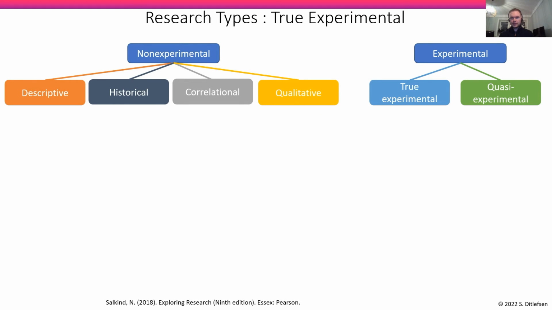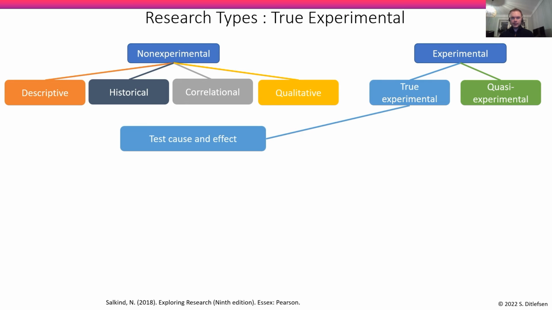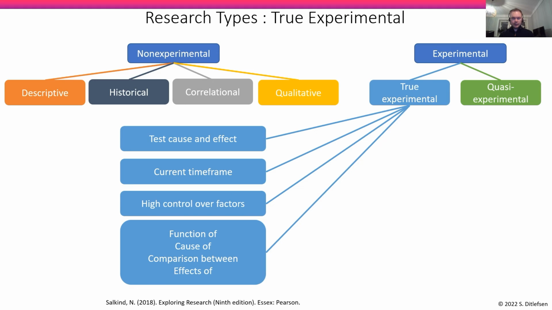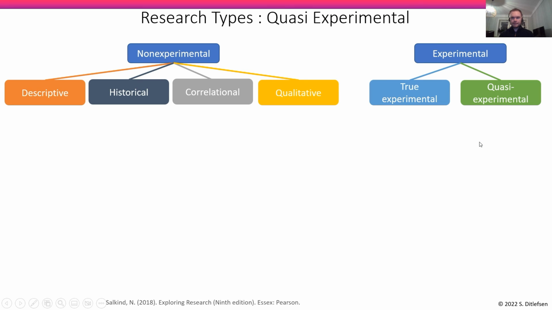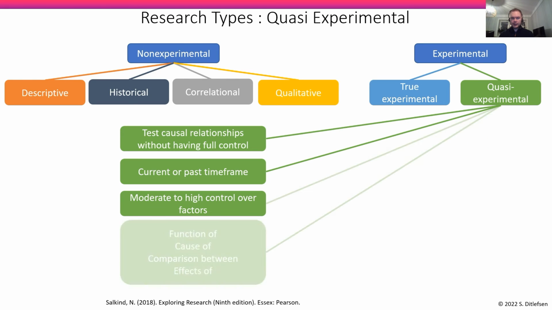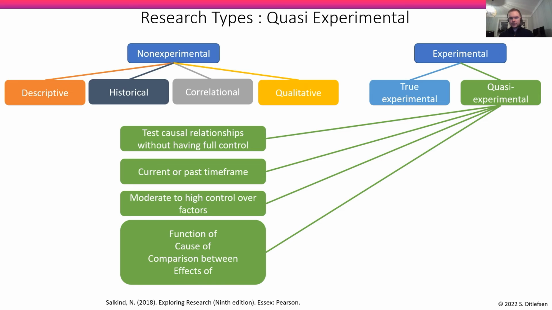Next, we are on the experimental, and we start with true experimental. Test cause and effect. We are in the current time frame. We have high control over factors, and keywords are function of, cause of, comparison between, or effects of. This is the normal thing we think of when we do research. And then we have quasi-experimental. Test relationship without having full control. It's current or past time frame, moderate to high control over factors, and we have keywords like function of, cause of, comparison between, and effects of.